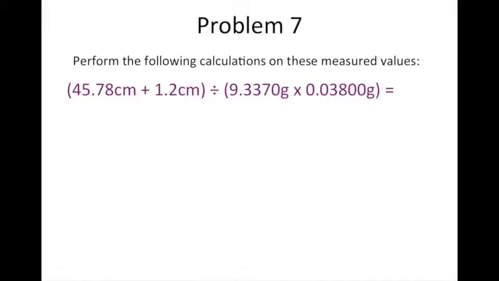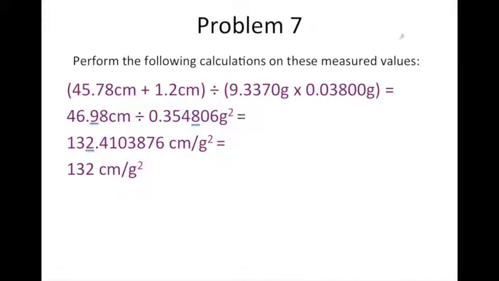Okay, so let's take a look at our answer here. First thing I want to do is perform the operations that are in parentheses. So if I add these two numbers together, I get 46.98. Now, I don't round this number, but look, this number here is significant to 2 decimal places. This number here, 1.2, is significant to 1 decimal place. So my answer is significant only to 1 decimal place for that operation. So I get 46.98. I underline the 9, indicating that that's significant, but I don't round it yet. And the units here are centimeters.